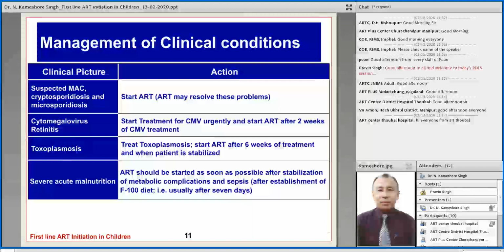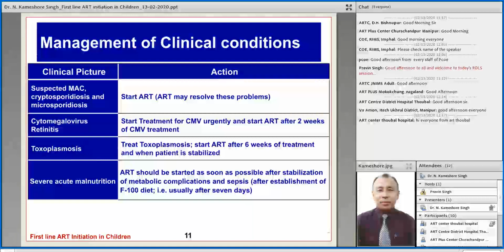If we suspect Mycobacterium avium complex, MAC, cryptosporidiosis and microsporidiosis, we start ART, because many times ART may resolve these problems. However, in case of cytomegalovirus retinitis, start treatment of CMV urgently and start ART after 2 weeks of CMV treatment.